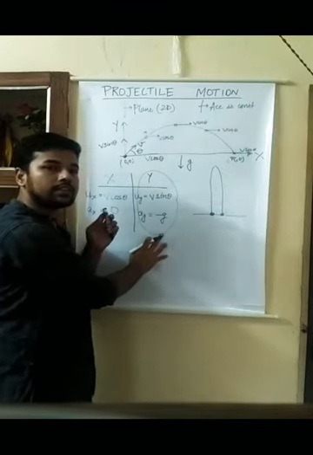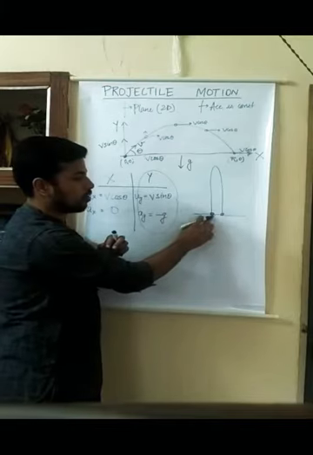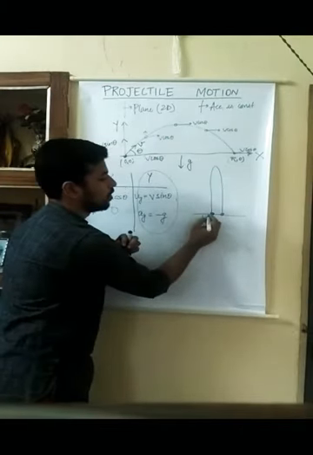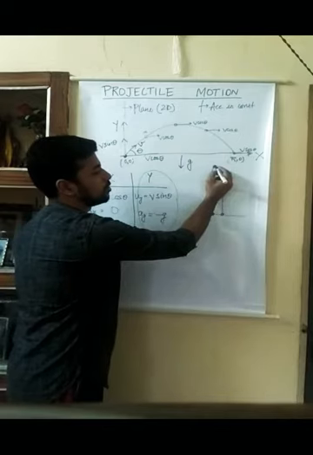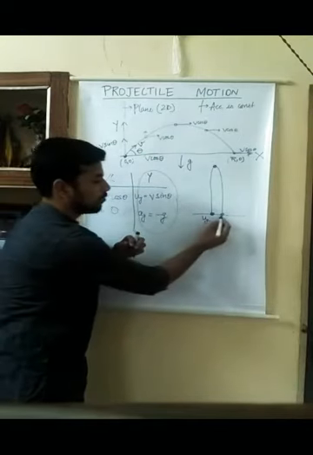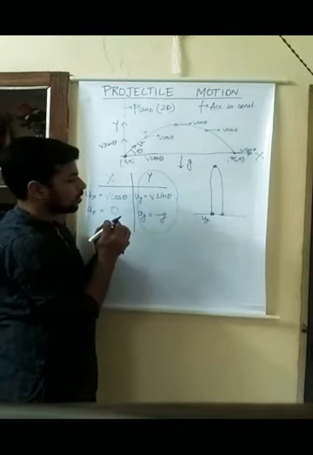So if you just consider kinematics in y direction, it is similar to a ball which is thrown upward with this uy velocity. It goes up, it reaches this position where its velocity is 0 and it falls back. If you just consider the motion in y direction.